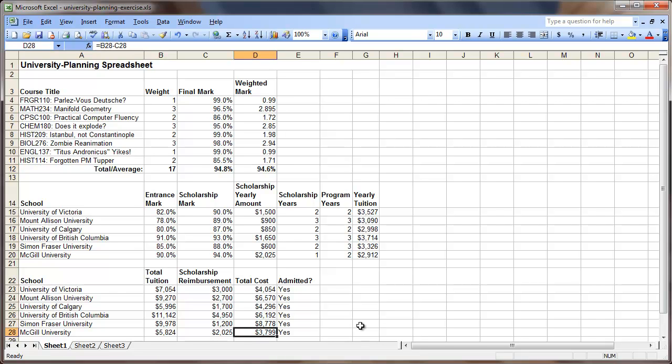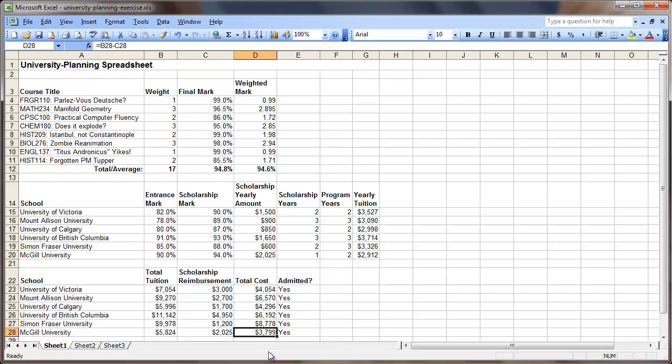McGill is suddenly the cheapest option, 3,799, because not only did I get in, but the scholarship kicked in and it becomes the cheapest. And if you happen to live in Quebec, McGill probably would be the cheapest if you're a Quebec resident, because they do have highly subsidized university, or they did. But again, these numbers are all fictitious, but it gives an example of what if.